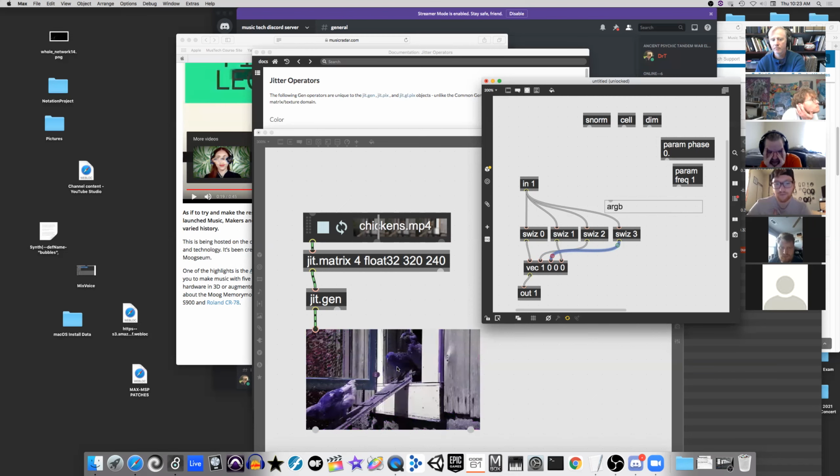Do most random video files that we just have on our computer have alpha values stored in them? Probably. It depends on which format it is.